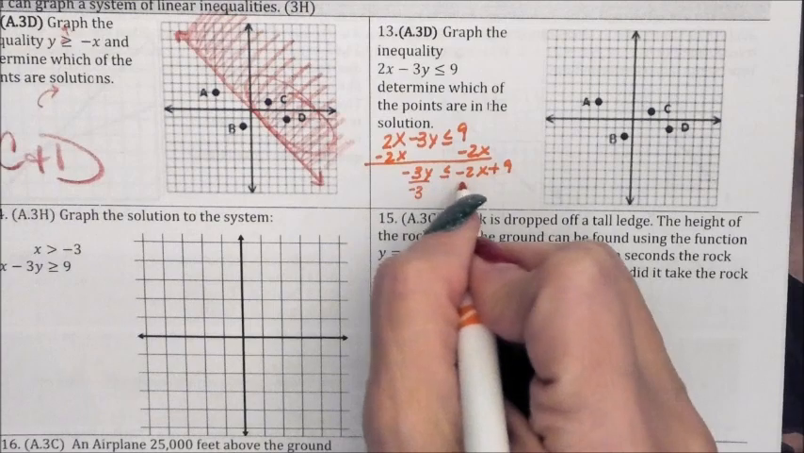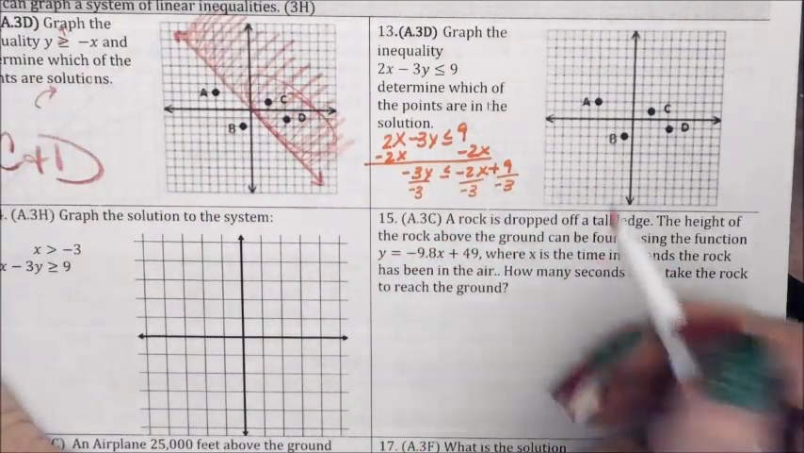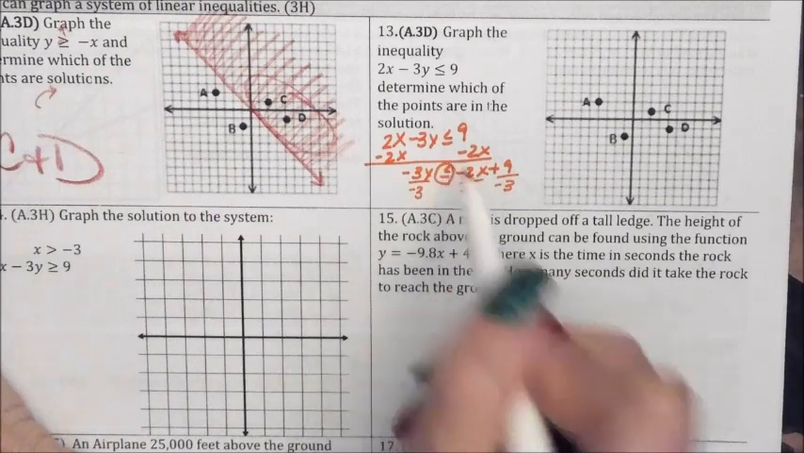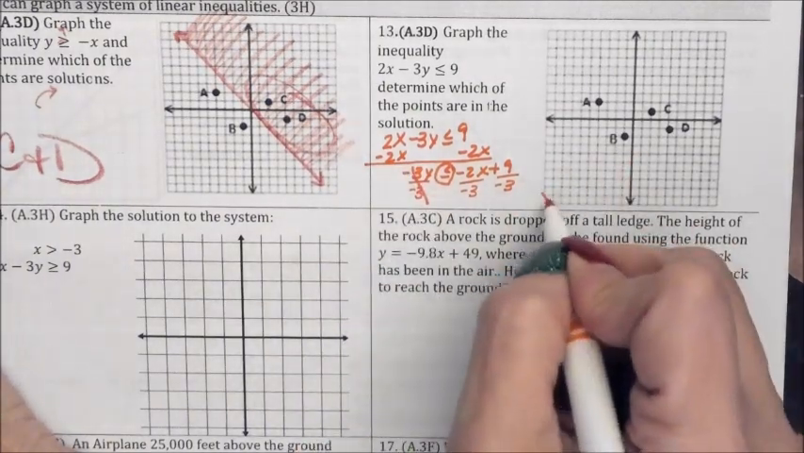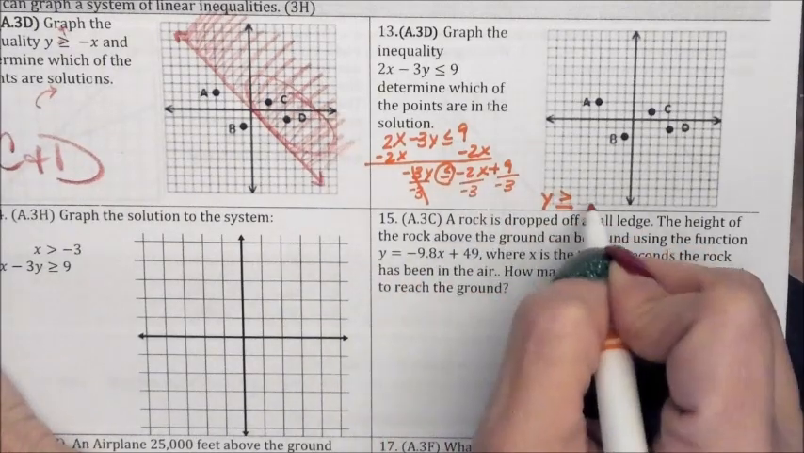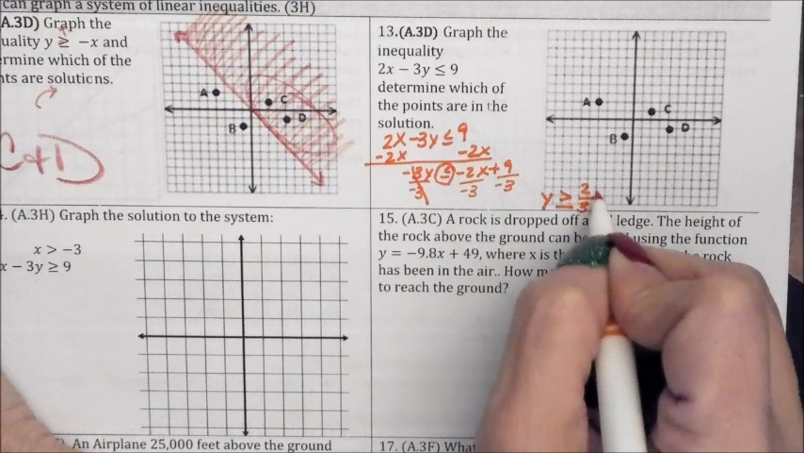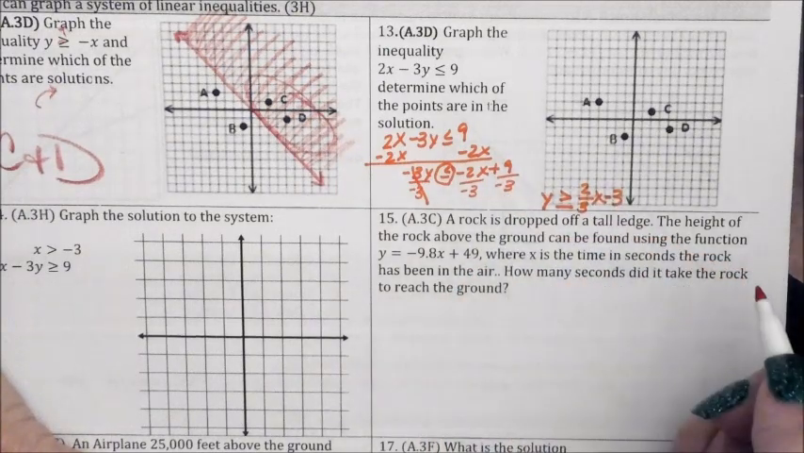Divide by negative 3. The only rule I have to remember is if I divide or multiply by a negative number in an inequality, it changes the sign. So I'm going to end up with y, flip the sign, greater than or equal to. Negative over a negative will give me a positive 2/3 x. 9 divided by negative 3 will give me a negative 3.